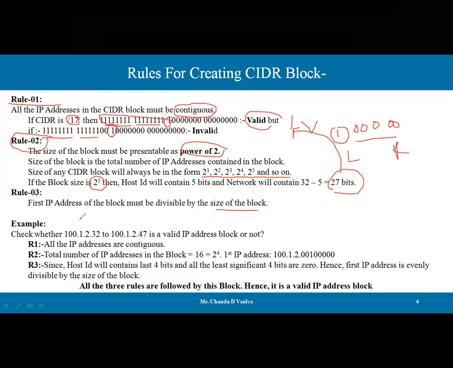Okay, let's take an example of this. Certain rules are there. Let's say there is an example: check whether 100.1.2.32 to 100.1.2.47 is a valid IP block or not.